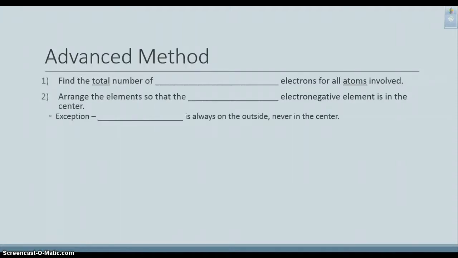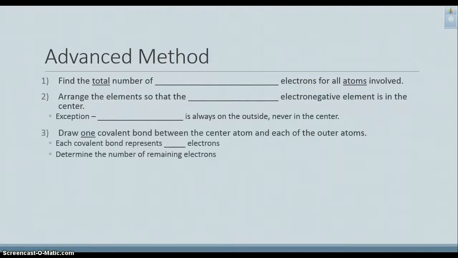Next one, arrange the elements so that the least electronegative element is in the center. So you definitely have to know your trends in electronegativity to be able to be successful at these as well. One exception that you should go ahead and note is that hydrogen is always on the outside and never in the center of your structures. So anytime you see hydrogens, expect it to never be in the middle. Use some other element.